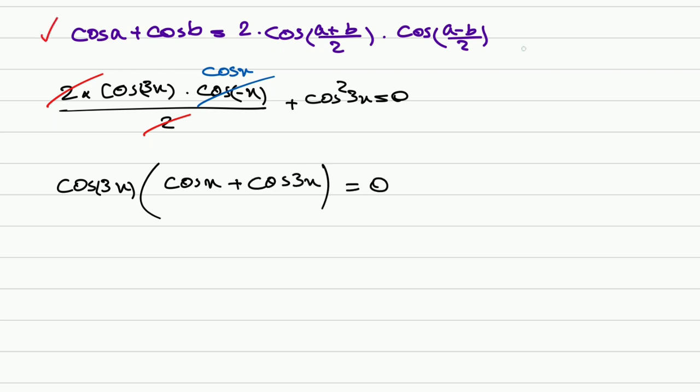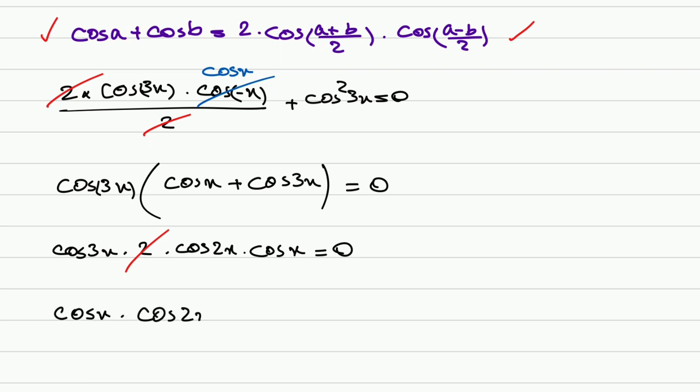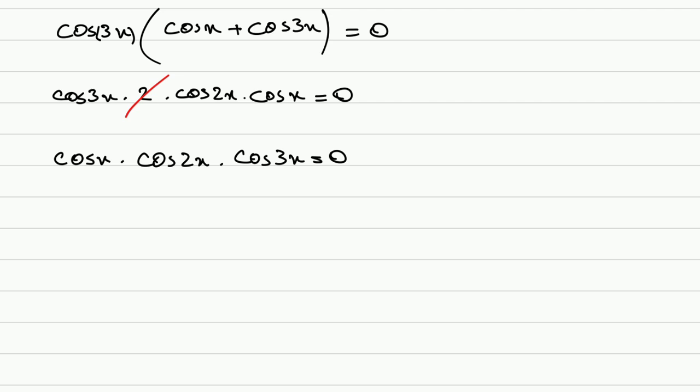So let's apply this formula to factor our equation another time. So it is cosine of 3x. And this part is 2 times cosine of x plus 3x over 2, that's 2x, and x minus 3x over 2, and that's negative x, we can write it as cosine of x. That's equal to 0. Now we can also cross this out, and we can arrange it like this. Cosine of x times cosine of 2x times cosine of 3x equals 0. That's beautiful, isn't it?